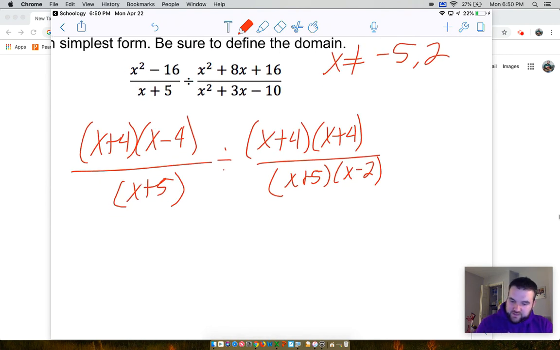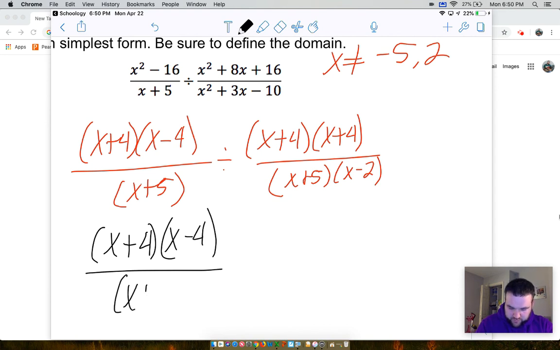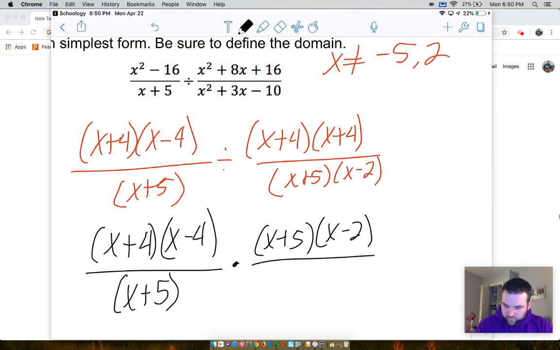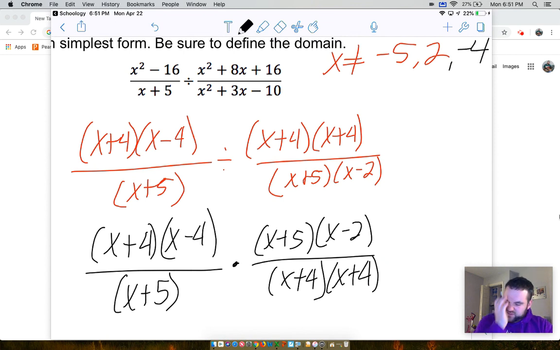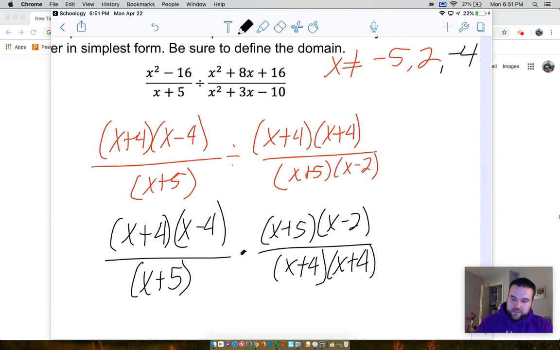But again, because it's division, I'm going to take the second fraction, flip it, and change the problem to a multiplication problem. So it's going to change to times x plus 5 times x minus 2 over x plus 4 times x plus 4, which adds, because x plus 4 has gone to the denominator, negative 4 to my list of numbers that I can't have in the domain.